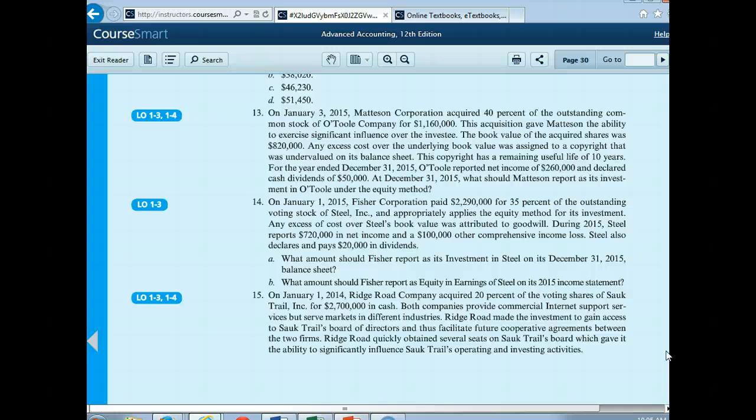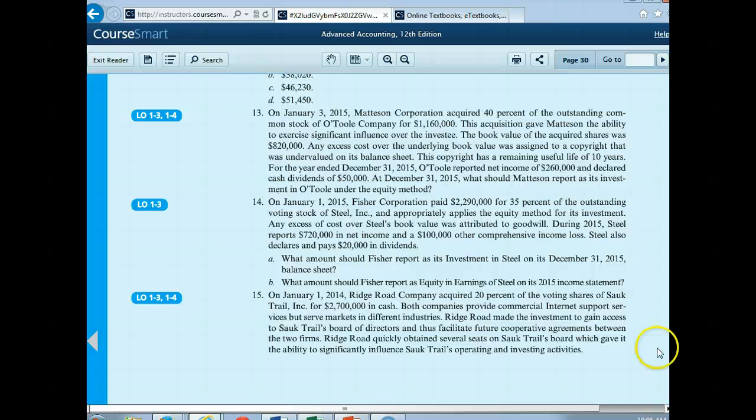So we're going to do two different things. The first thing we have to do is figure out how should Fisher report its investment in Steel on the balance sheet. Again, this is an asset. Then the next portion is what amount should Fisher report as equity in earnings of Steel on its income statement. So we got two different pieces here now because of this OCI. We're going to pick it apart slowly.